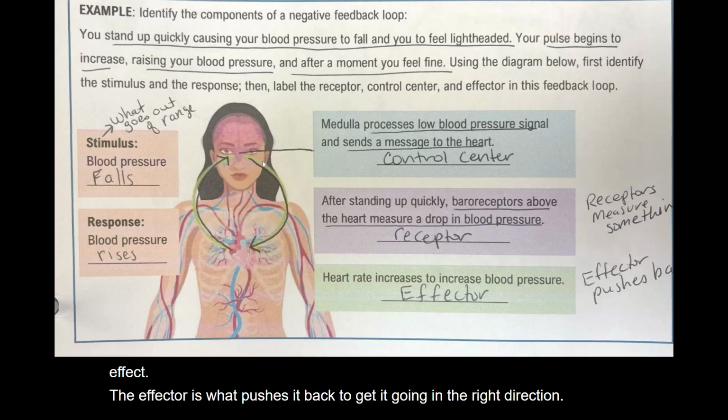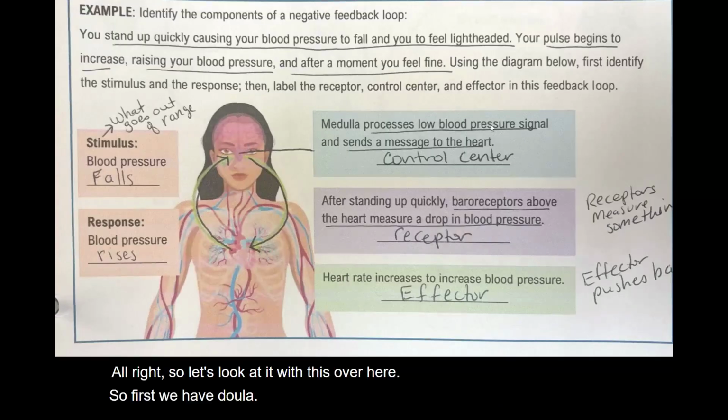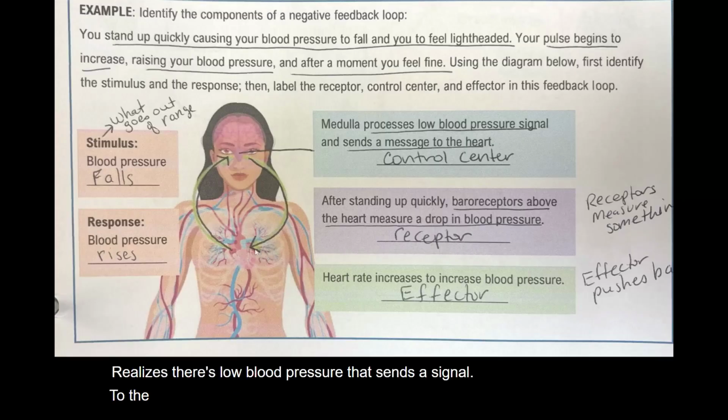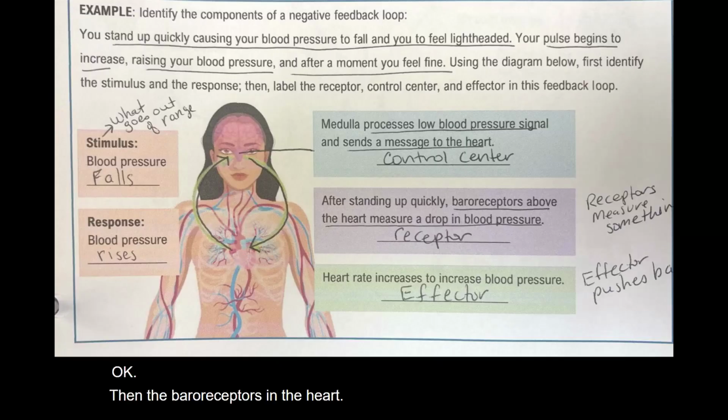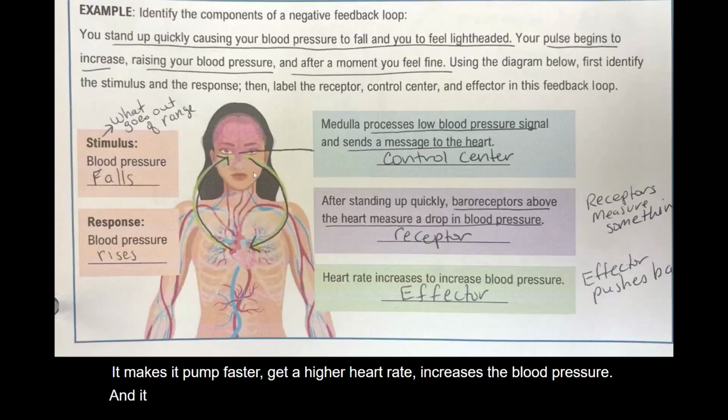All right, so let's look at it with this over here. First we have the medulla, realizes there's low blood pressure. That sends a signal to the heart, right down here. Then the baroreceptors in the heart measure a drop in the blood pressure. That's the receptor. It makes it pump faster, get a higher heart rate, increases the blood pressure. And it goes around and around.